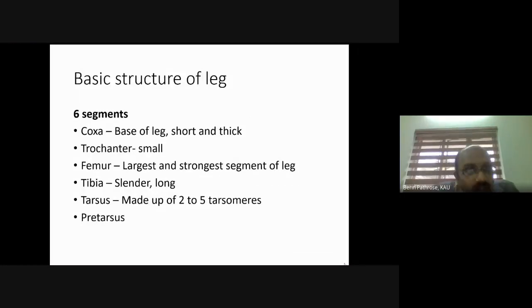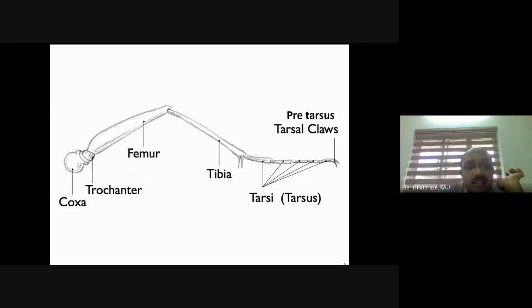So the basic structure of insect leg consists of 6 segments. The first segment is the coxa. The second segment is called as the trochanter. Third segment is the femur. Fourth segment is tibia. Fifth is tarsus. And the last segment is pretarsus. So the leg consists of 6 segments: coxa, trochanter, femur, tibia, tarsus, and pretarsus. So this is the basic structure.